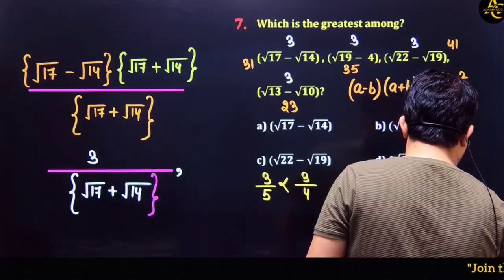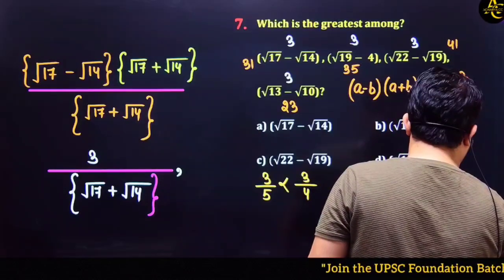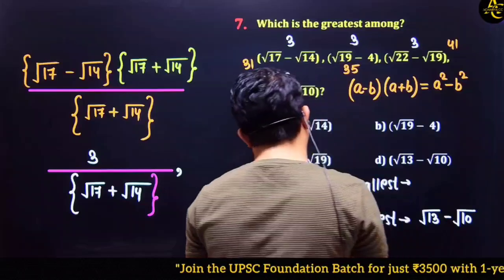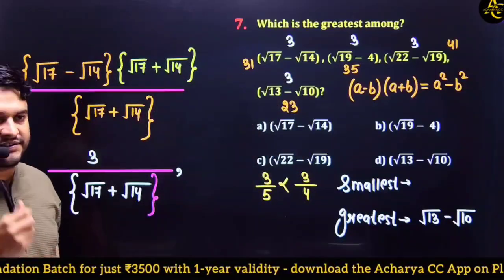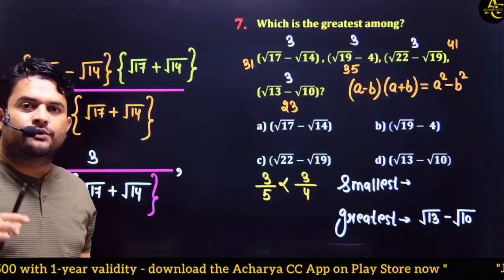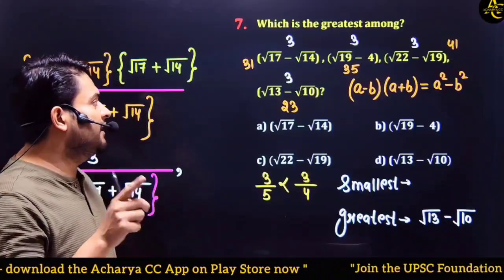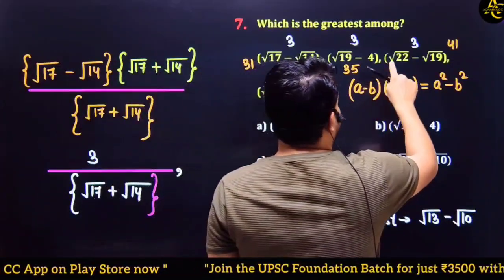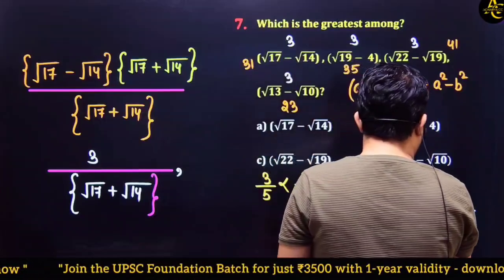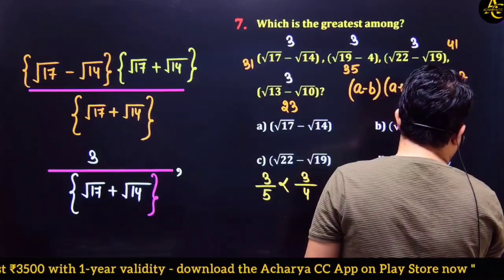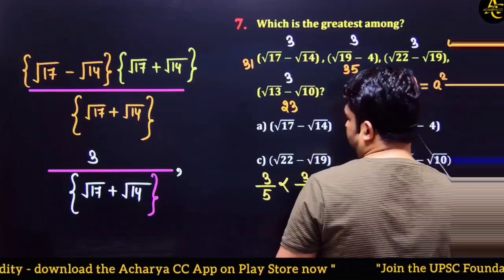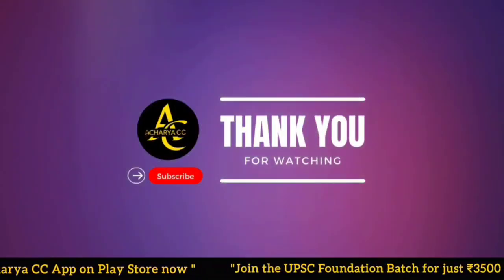Root 13, as you know, the reason behind it. And what will be the smallest? Whose denominator is greatest? If the numerator is the same, whose denominator is greatest will be the least surd. So here the sum is maximum, so root 22. So we have completed two questions in a single question. I think you got the concept.